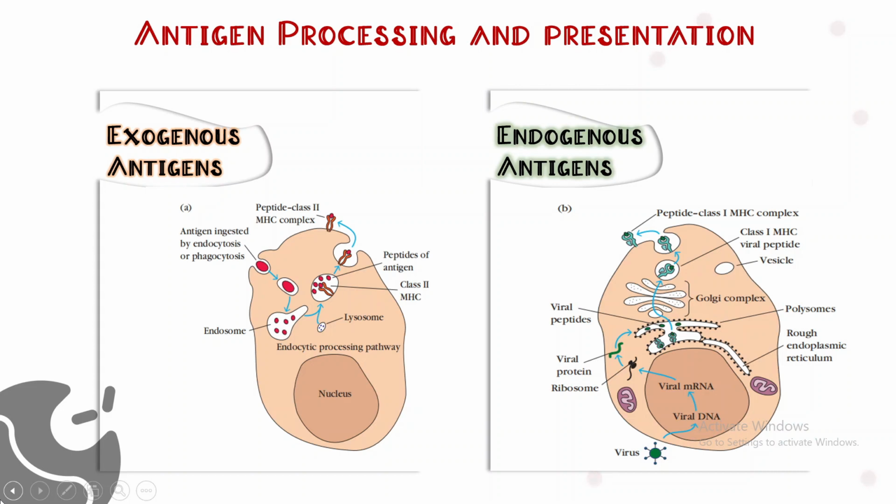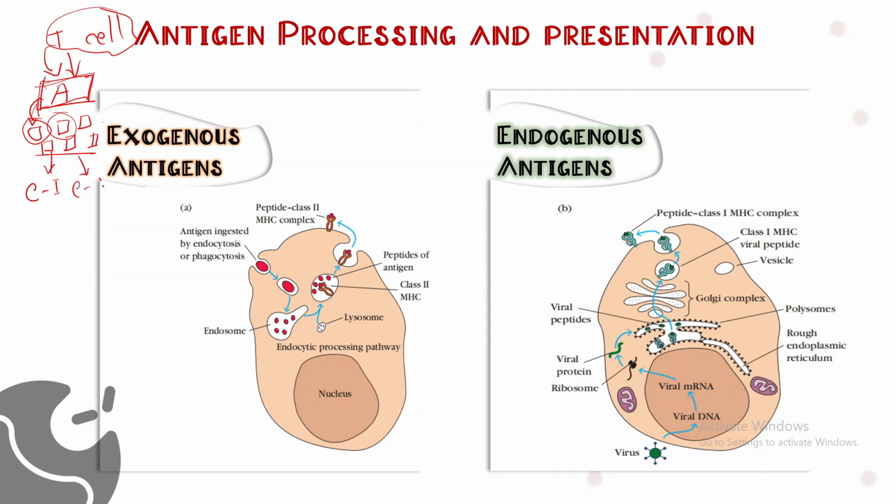Now let's understand the process of how antigens are presented by MHC molecules. For a T cell to recognize a foreign protein, which we call an antigen, the antigen must be broken down into small peptide fragments. These fragments then bind to either a class 1 MHC molecule or a class 2 MHC molecule. This whole process is called antigen processing and presentation.